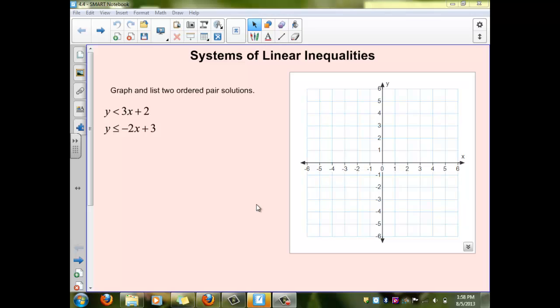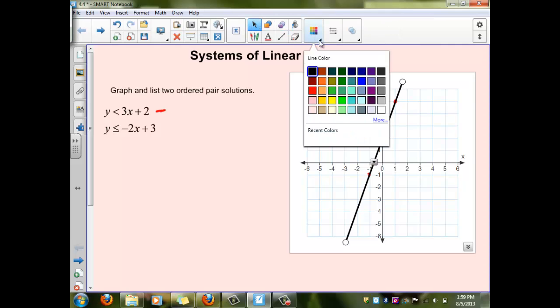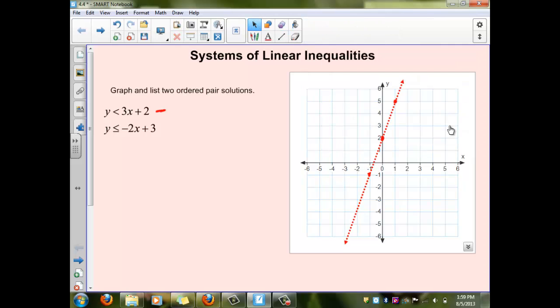Now this is going to be very similar to the last section, except now we've got 2 or more inequalities we'll have to graph. Now this first one, we start at positive 2, our slope is 3, so we'll go up 3 over 1. You could just go down 3 over negative 1 as well. And notice it's a less than, so it'll be a dashed line.